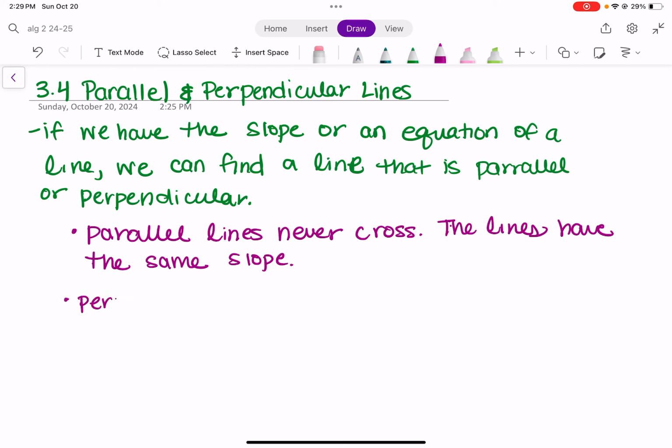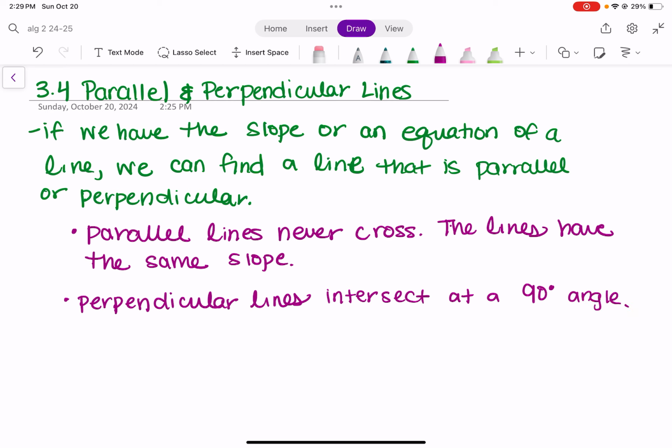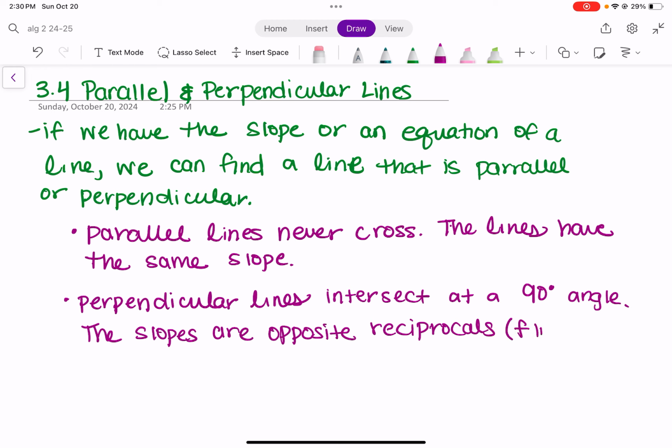Perpendicular lines, right, and hopefully this is kind of review from geometry. Perpendicular lines intersect at a 90-degree angle. So the slopes are what we call opposite reciprocals. So what that means is flipped and opposite sign.